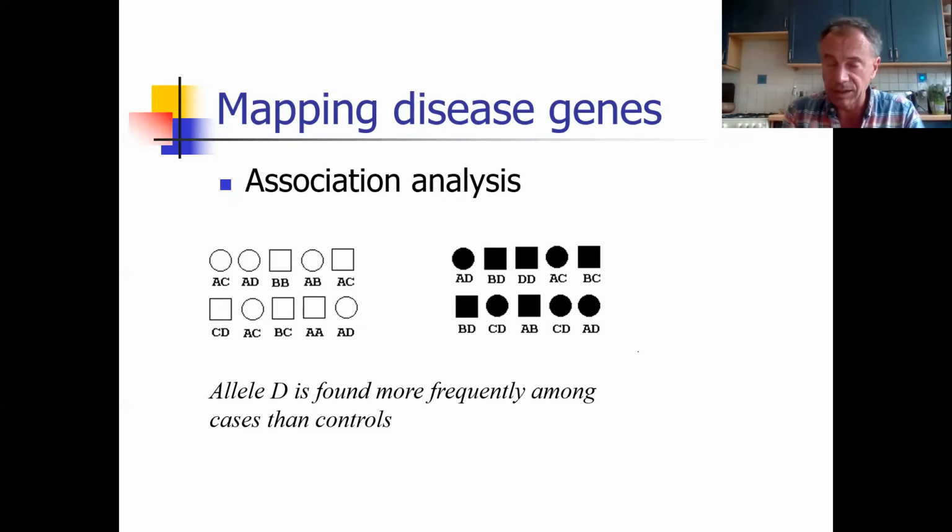We can say that the D allele is commoner in people who've got disease, and we can also say that people with the D allele are at higher risk of developing disease. So you can put it either way around. Either the D allele is commoner in people with disease, or the disease is commoner in people with the D allele. But either way, it's a fairly simple statement to say that the D allele is associated with increased risk of the disease.